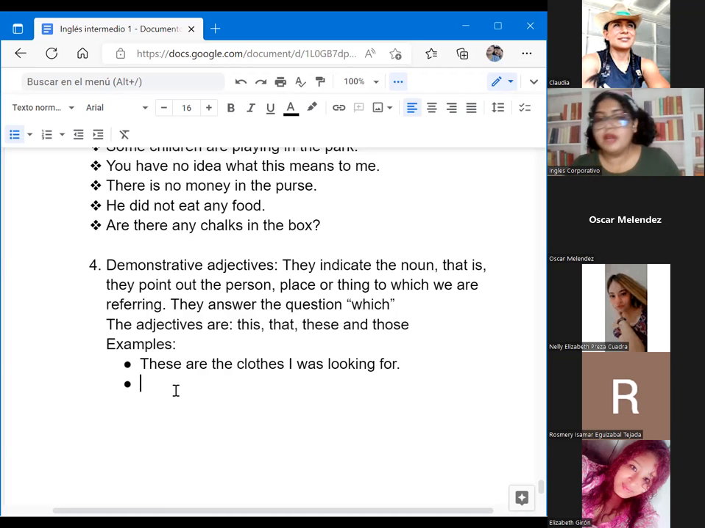Then, those are my books. Esos son mis libros.